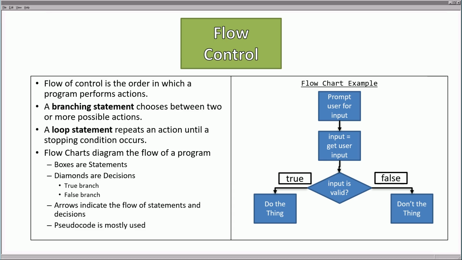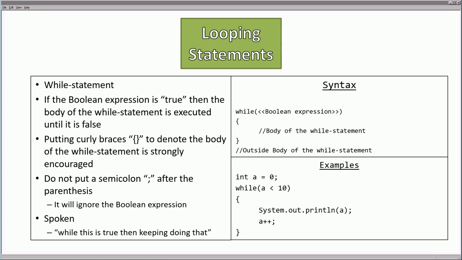Another element of flow control is called a loop statement, and this one repeats an action until a stopping condition occurs. One of the most essential looping statements is called the while loop. In a while loop, if the Boolean expression evaluates to true, then the body of the while is executed until it is false.